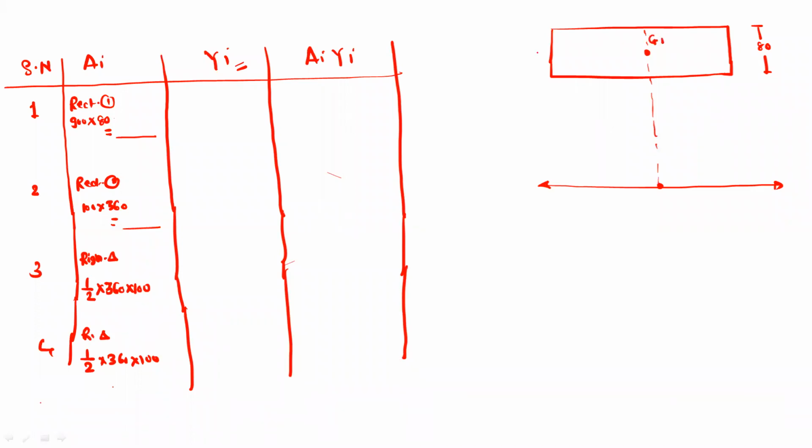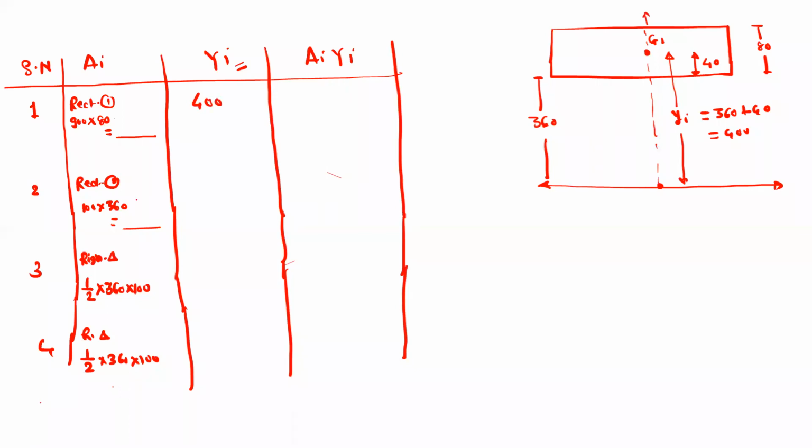So this is the center of gravity of this rectangle. Let us take this as G1. For the G1, this is the y coordinate. So this y coordinate will be 360 plus we have to add this distance. So this is 80, so this will be 40. So yi is equal to 360 plus 40, that is equal to 400. So you can write here, this is 400.